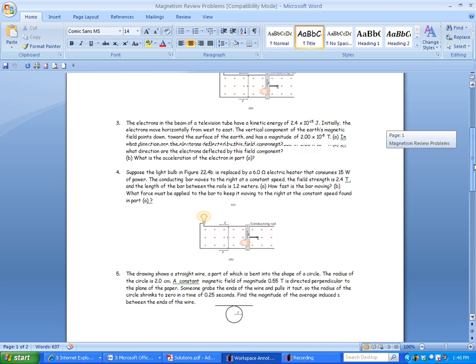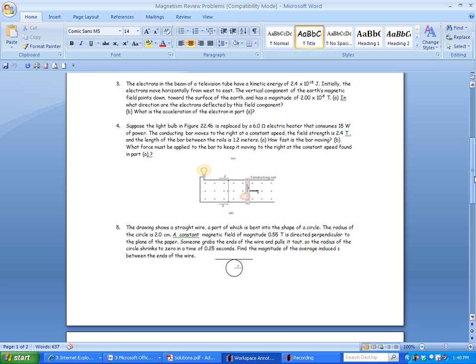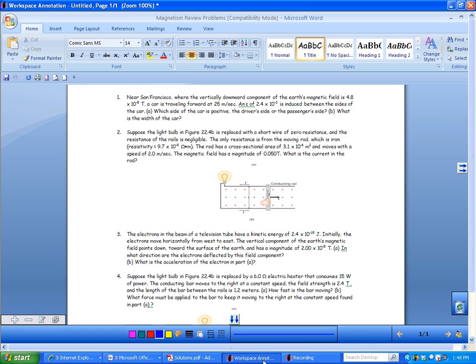Okay, we're going to pull it on down, talk about number 3. So on number 3 it says, the electrons in the beam of a television set have a kinetic energy, so Ke is 2.4 times 10 to the minus 16th joules, and they're electrons. Initially, the electrons move horizontally from west to east, so they're moving like that with a velocity v.